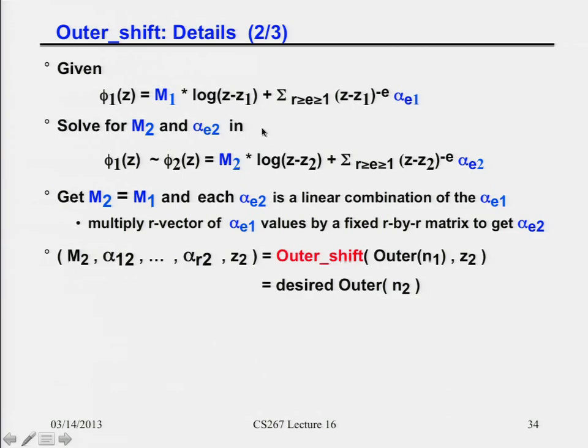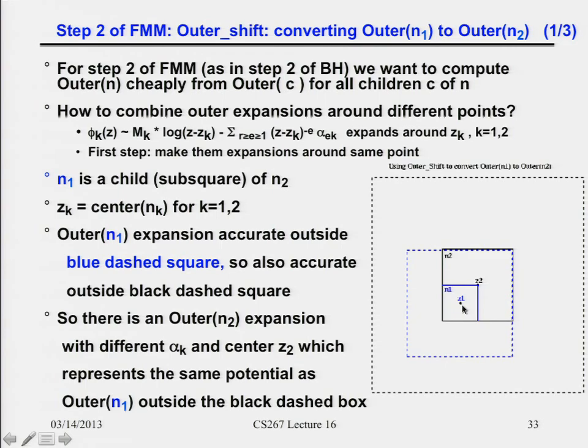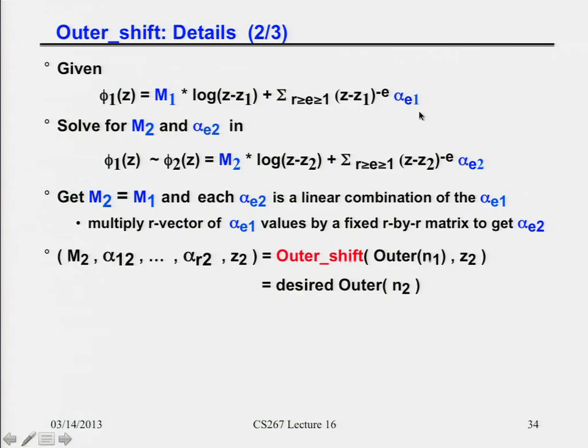So what I'm given is this expansion for my child. So z1 is the child, and z1 is the center, and I want to change it so that it's an expansion around the parent. So z2 is the parent. Let me go back here. So z1 is the center of the child. I have an expansion that's centered there. I want to recenter it so it's centered at z2 instead. So I'm given this expansion centered at z1. I want to convert it to an expansion centered at z2.